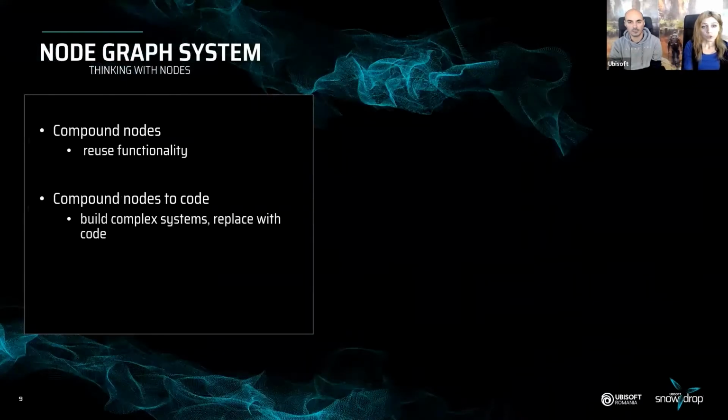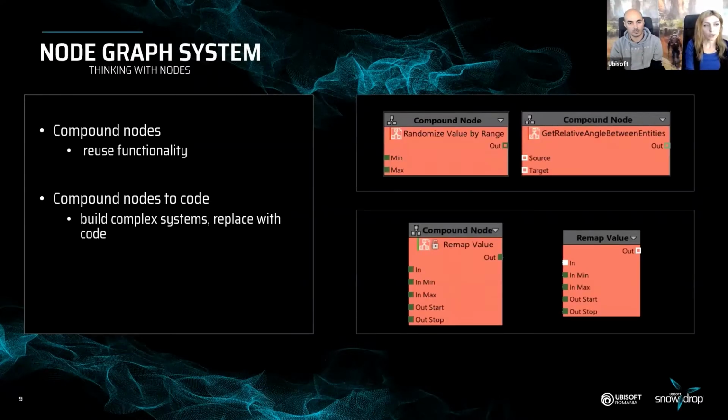Another useful feature of the node graph system are compound nodes. So compound nodes are basically the possibility to embed a node graph, making it reusable. This way, content creators don't have to duplicate functionality. They can just create a compound node and reuse it wherever necessary, much like a programmer would create a function in code. And here you can see some examples of existing compound nodes, like randomizing the value by range or getting the relative angle between entities.